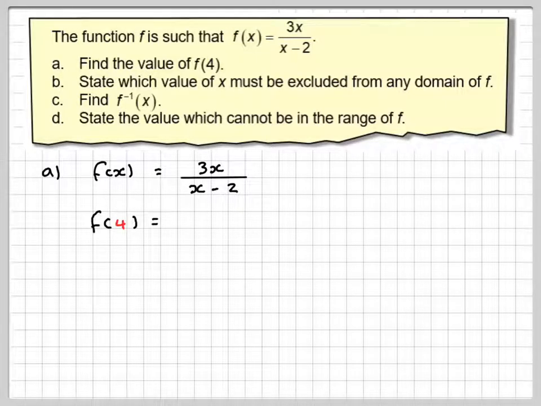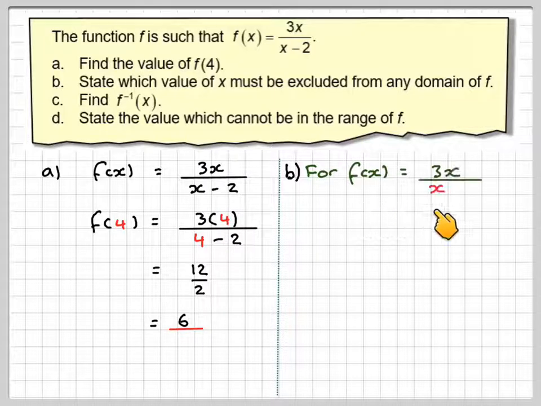So f of 4, what that means, we need to put 4 in instead of x. So in the numerator we're going to have 3 times 4 divided by 4 minus 2. 3 times 4 is 12, and 4 minus 2 is 2, and therefore 12 divided by 2 gives me 6.